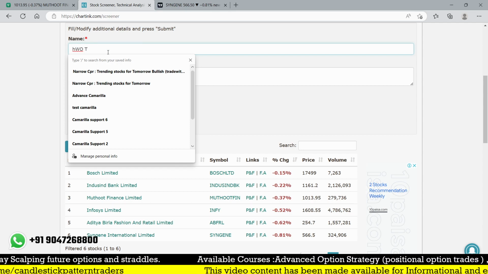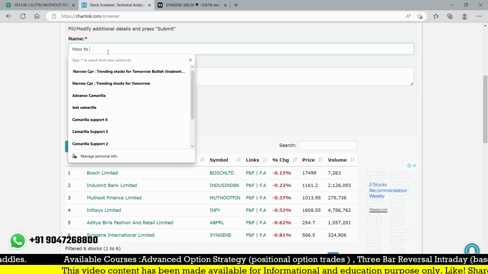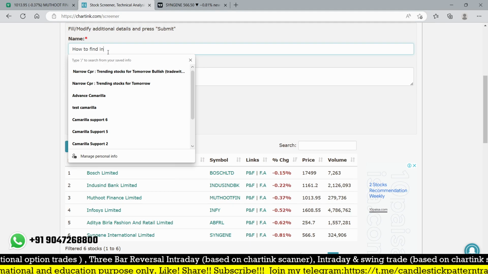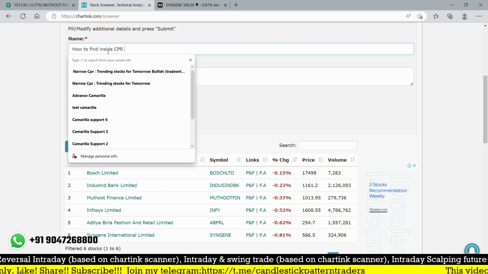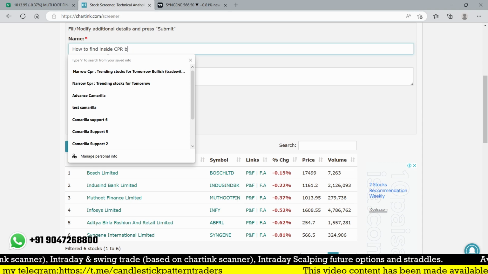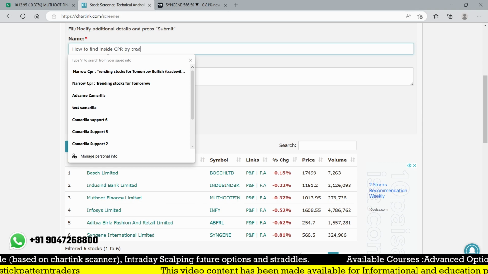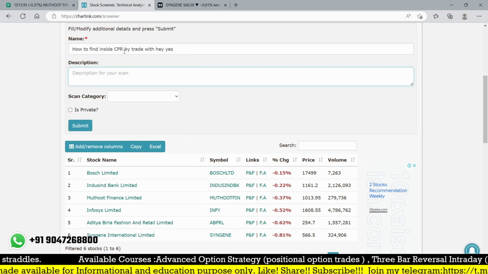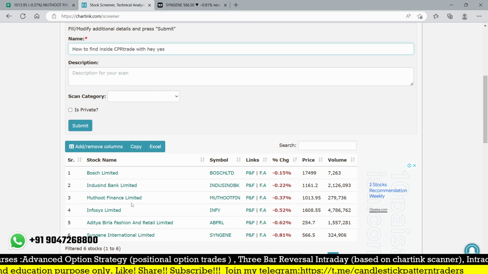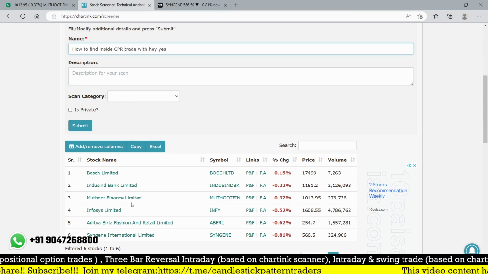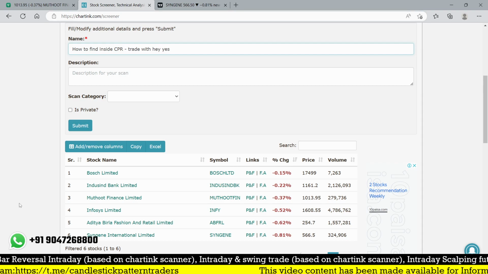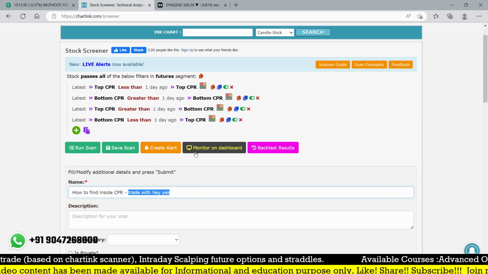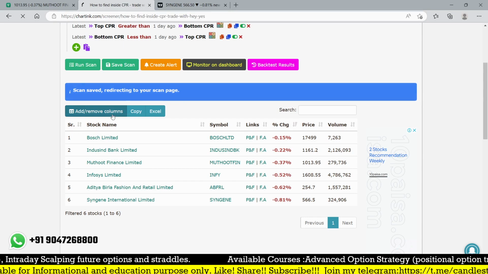So, how to find inside CPR by Trade with AS. Maybe to this one, I just find out inside CPR by Trade with AS. That may help to find my scanners, which are available on Chartink. So simply using these conditions, this search bar, you can get it. I'm just saving it as a public one.